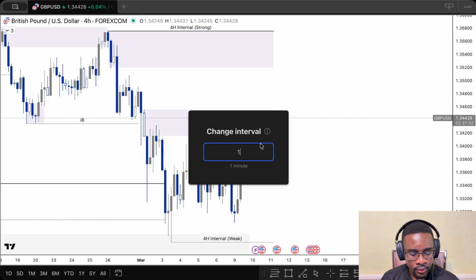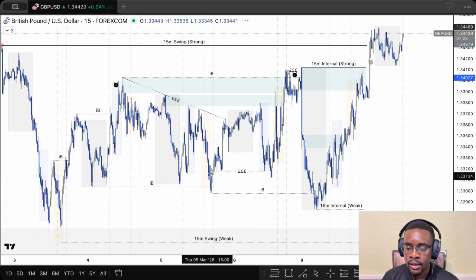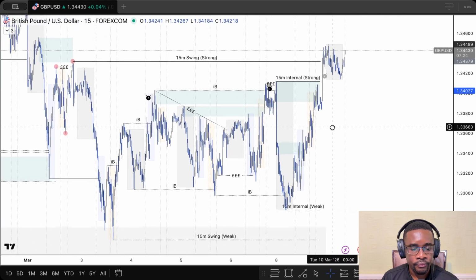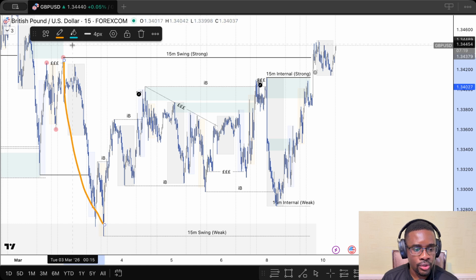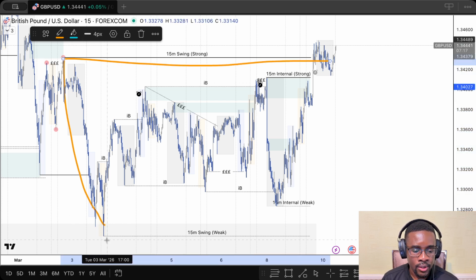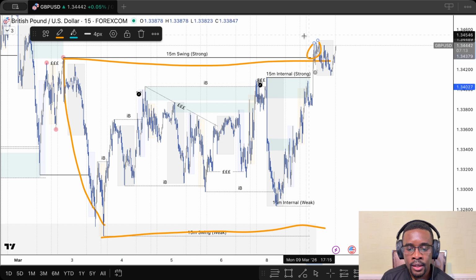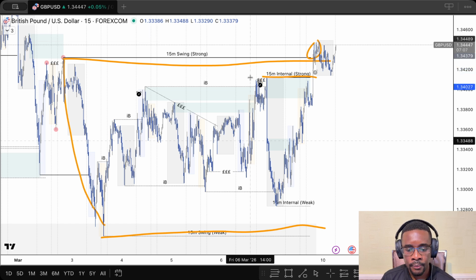And then let's see on the 15-minute if we can have any intraday ideas. So on the 15-minute, this was our swing range. This was our swing strong, this was our swing low, and then that has been broken. Internal as well is broken. So pound didn't follow through.